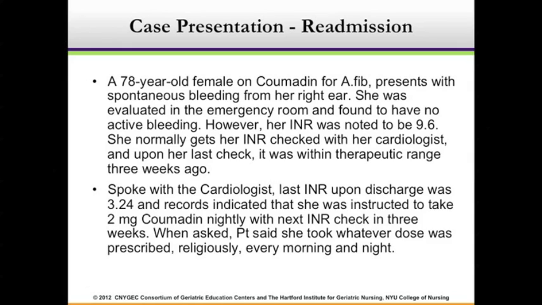She normally gets her INR checked with her cardiologist, and upon her last check, it was within the normal range 3 weeks ago. Spoke with the cardiologist. Her last INR upon discharge was 3.2, and records indicated that she was instructed to take Coumadin 2 milligrams nightly with the next follow-up in 3 weeks. When asked, patient said she took whatever dose was prescribed religiously every morning and night.